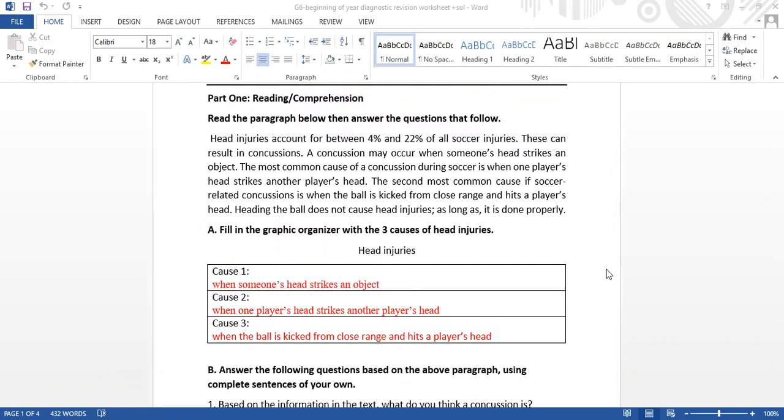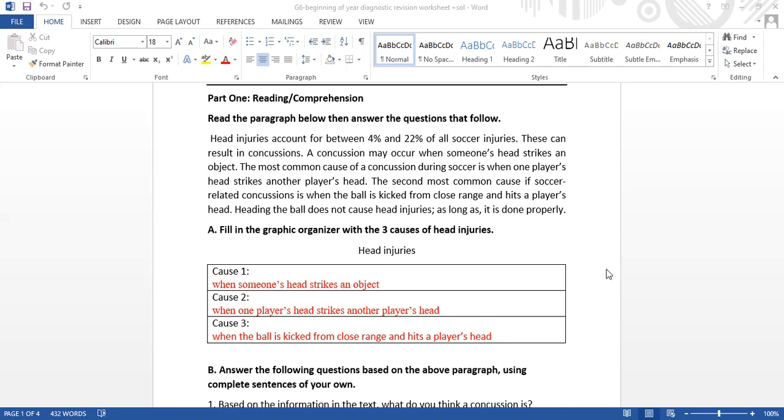These can result in concussions. A concussion may occur when someone's head strikes an object. The most common cause of a concussion during soccer is when one player's head strikes another player's head. The second most common cause of soccer-related concussions is when the ball is kicked from close range and hits a player's head. Heading the ball does not cause head injuries as long as it is done properly.